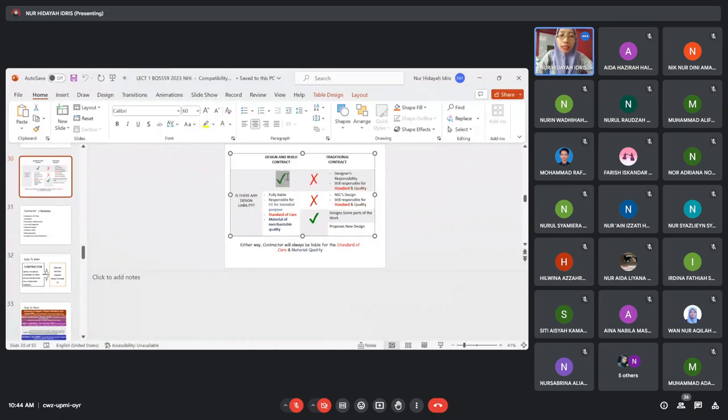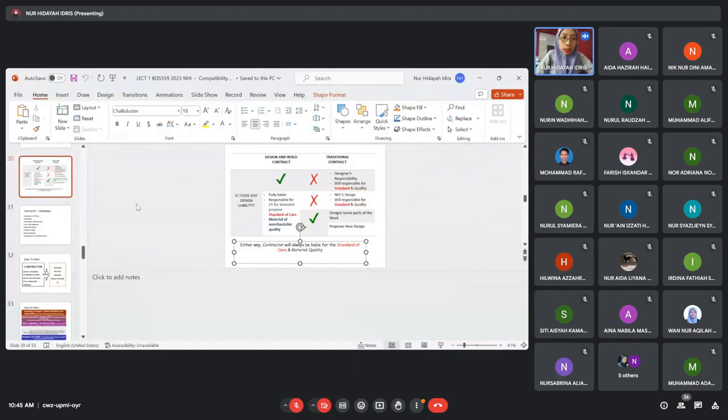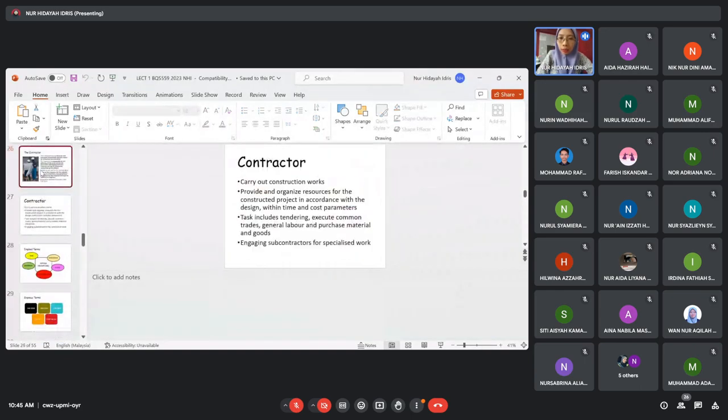there are marks here, all placed here. So in design and build contract, if you work as a main contractor, you are going to be fully liable for your design. The difference between design and build contract and traditional contract is that in design and build contract, the contractor will be appointed to design as well.